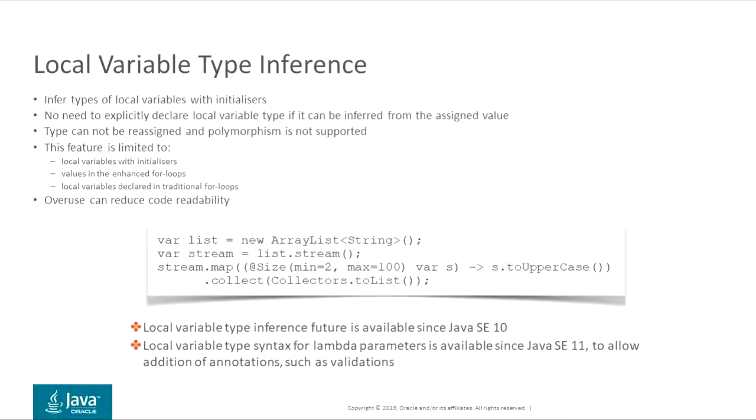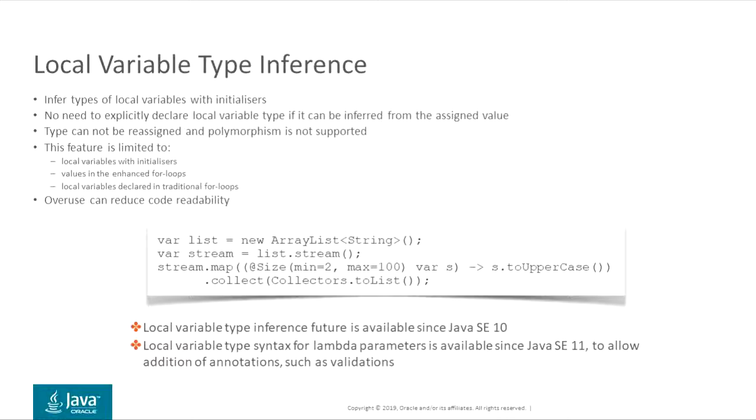But of course, bear in mind, overusing this feature could impact code readability. Also, I need to point out one more thing. There is a good use case for local variable type inference when using lambda expressions. Suppose you type in a lambda. In lambda expressions, the type of parameters can be inferred from the context.